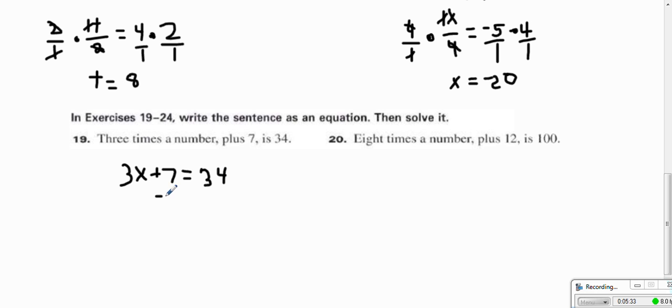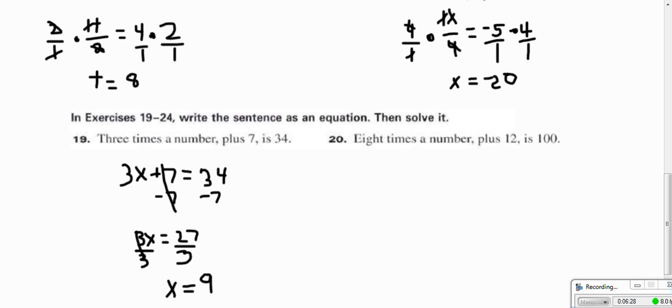To solve that, you would subtract 7 on both sides. Inverse operations, you see a positive 7. If you're passing an equal sign, you have to minus 7 to get it to cancel. Alright, so 34 minus 7 is 27. And you do the inverse operation again. And you have 27 over 3 is 9. And that's basically it.